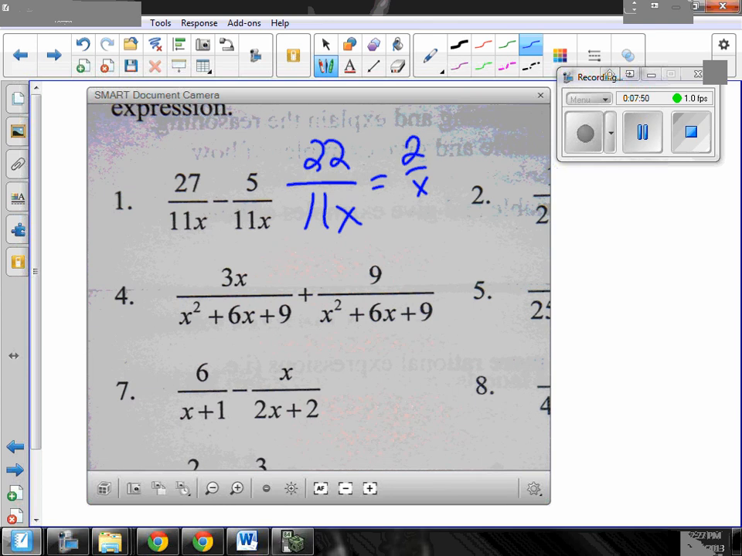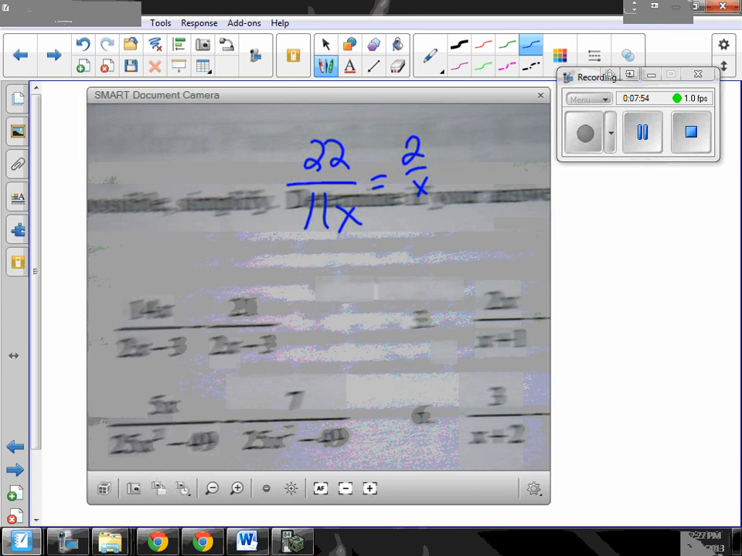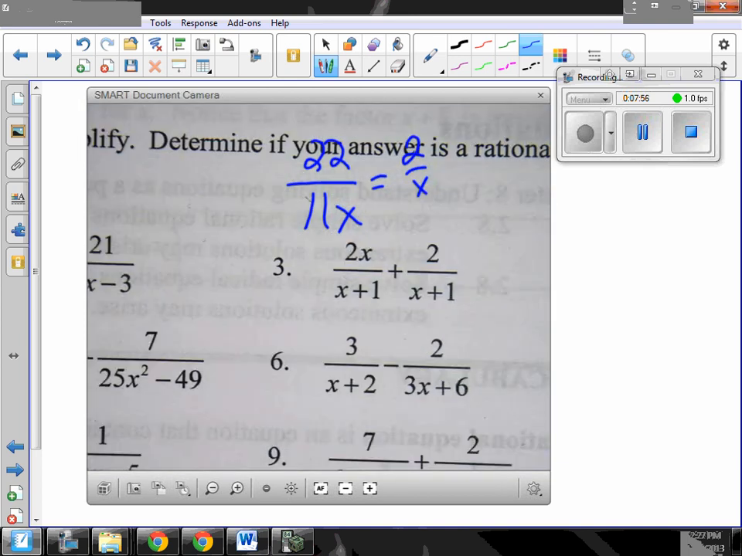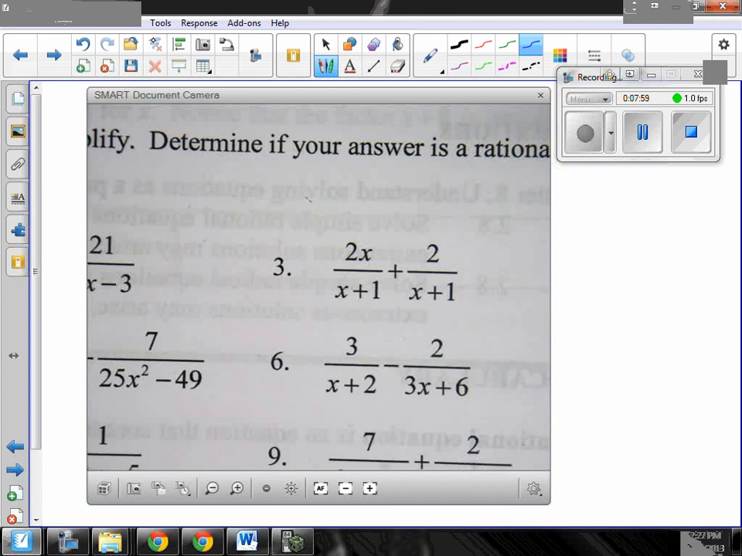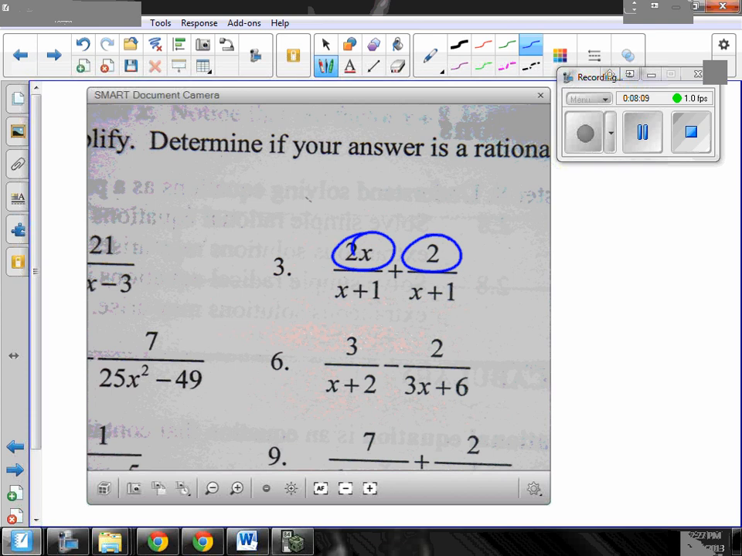Okay. Skip over to number 3. I already have common denominators. How do you add 2x and 2? It's just 2x plus 2. So 2x plus 2 over x plus 1.